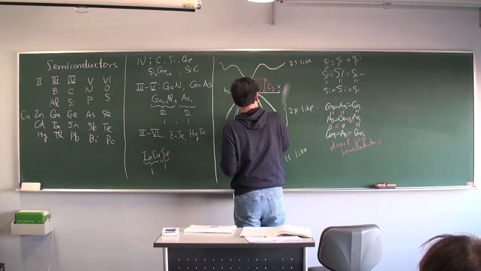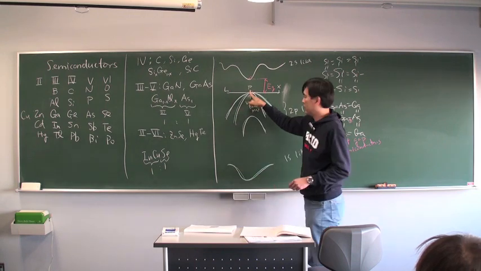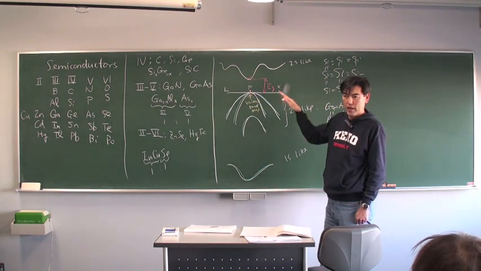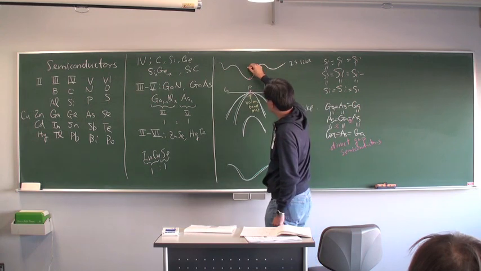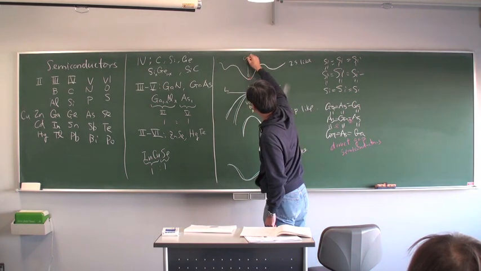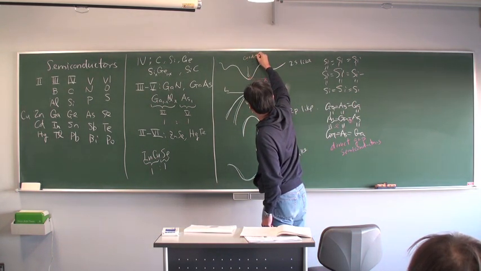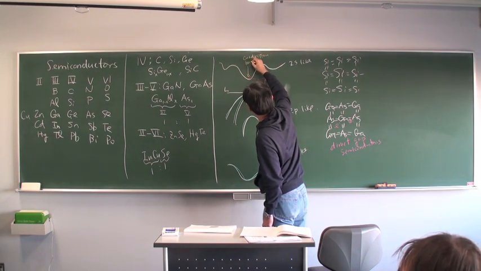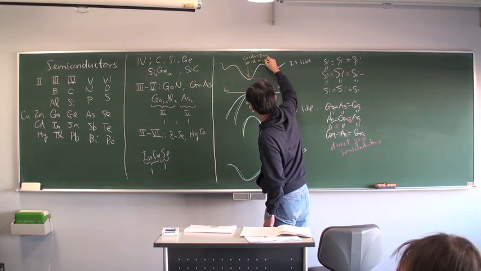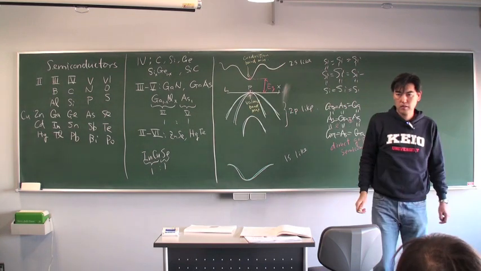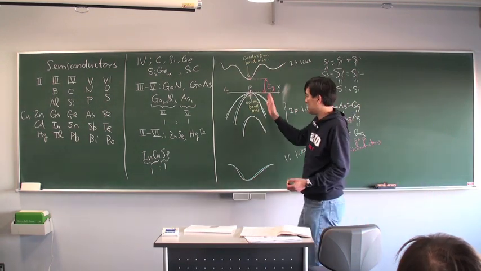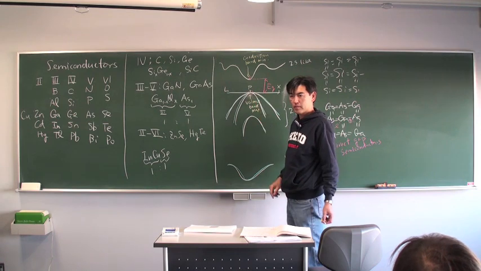Maximum. This is a valence band maximum, right? Highest point. And this is a conduction band minimum. Right? They agree within the K-space.